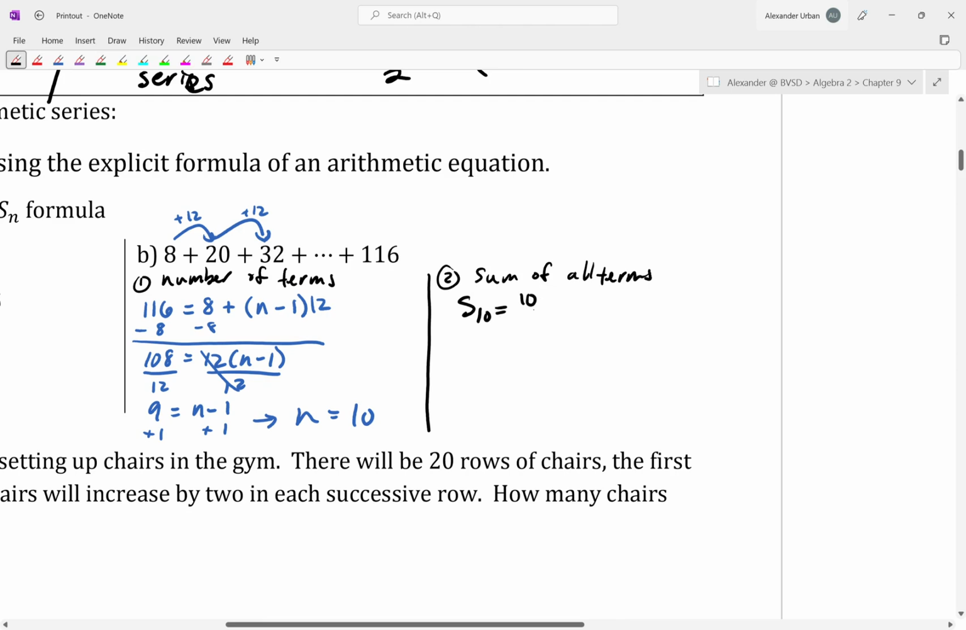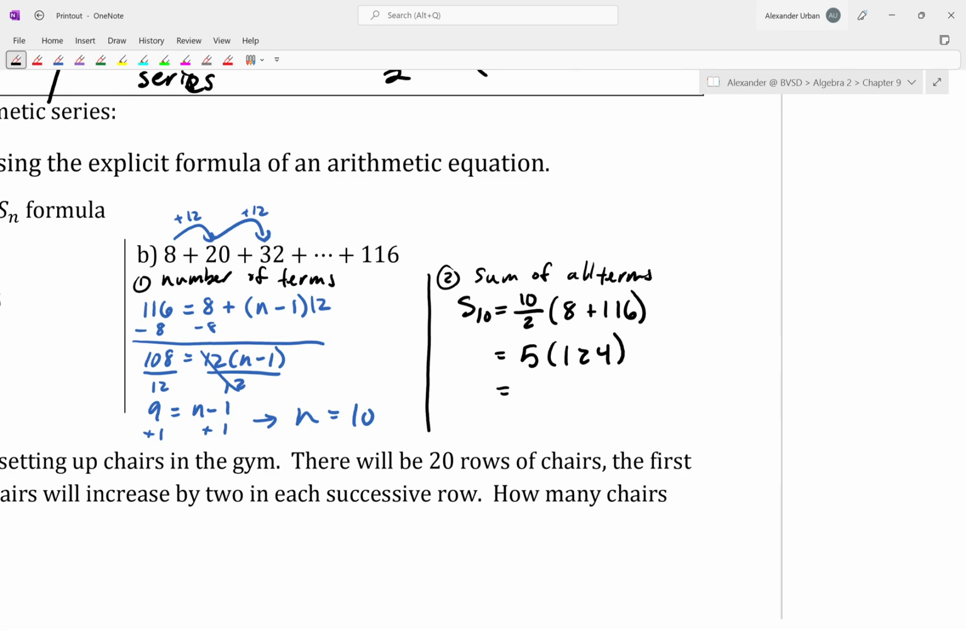So this is 10 divided by 2. The sum of all 10 terms is equal to 10 over 2 times my first plus my last. And this is going to be 5 times 124. 5 times 120 is 600. 5 times 4 is 20, so this is 620. The sum of all 10 terms of this series is 620.